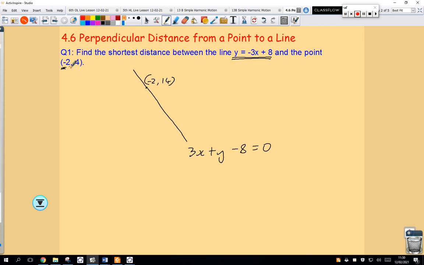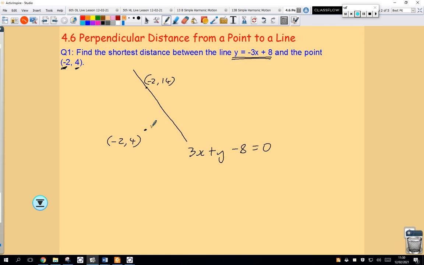Well, where is negative 2 comma 4? Same x coordinate, smaller y coordinate. That means it's directly below it. Somewhere down there, 10 units below. So somewhere down there is the point negative 2 comma 4. I can see it's on the left hand side of this line, if you will.